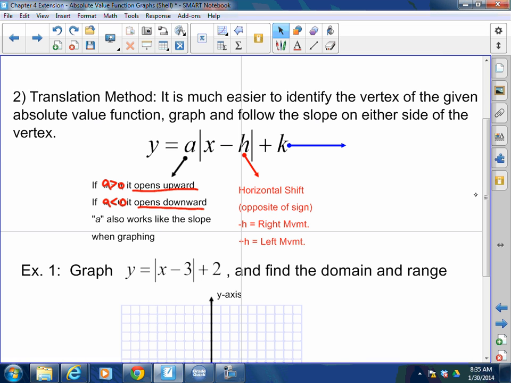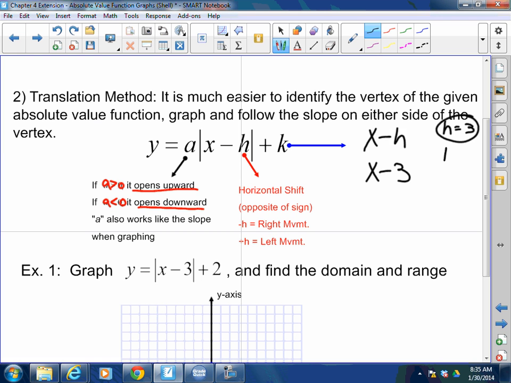H. H is a horizontal shift. Horizontal means it's going left or right. But the H that you see here in the problem, the real H is always opposite of that. Why is it opposite? Because there's a negative sign here. I have X minus H. Since I have that negative, the H will always be opposite. What am I talking about? Let's say that H equals 3. I have X minus 3. But what is the true value of H here? 3. Now, if H equals negative 3, I'm going to have X plus 3. But what is the true value of H here? Negative 3.